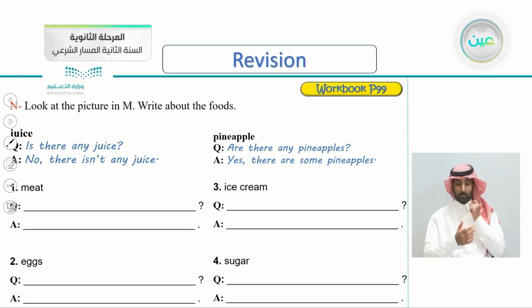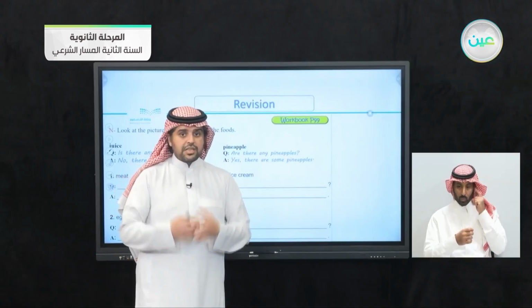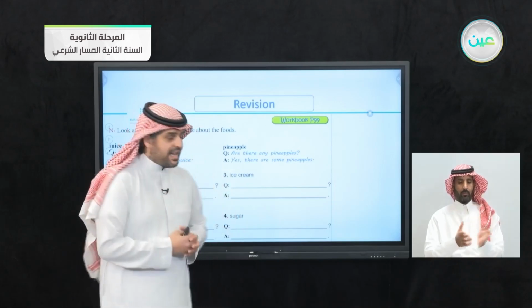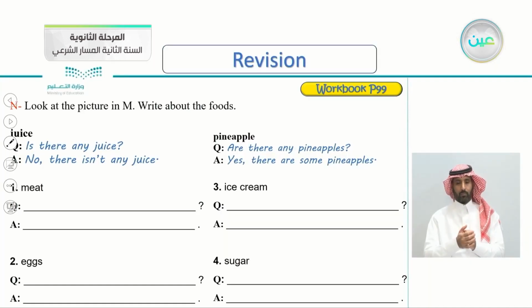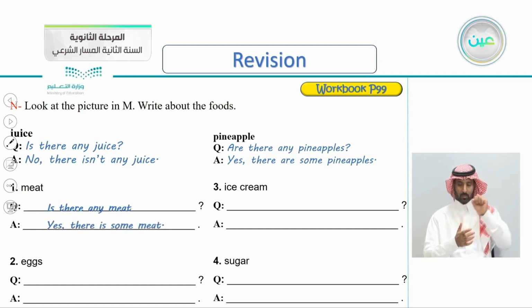So now I think you got the hang of it. You know what you need to do in this question. So let's answer them together. Number 1, meat. So how do we ask about meat? Yes, is there any meat? Any non-count, we say is as if it's singular. Whether you say yes or no. Yes, there is some meat. If it's no, no, there isn't any meat.